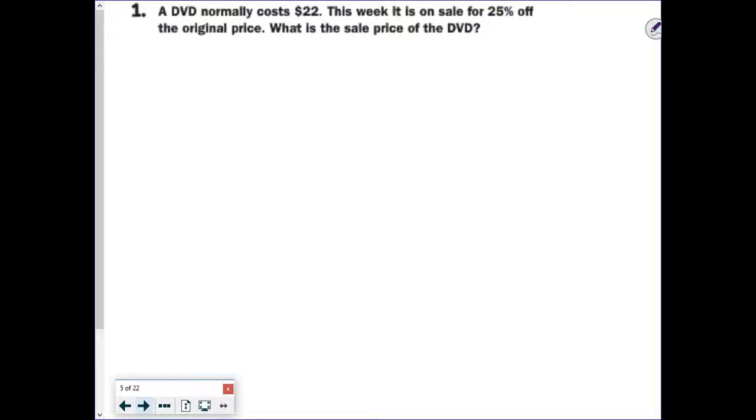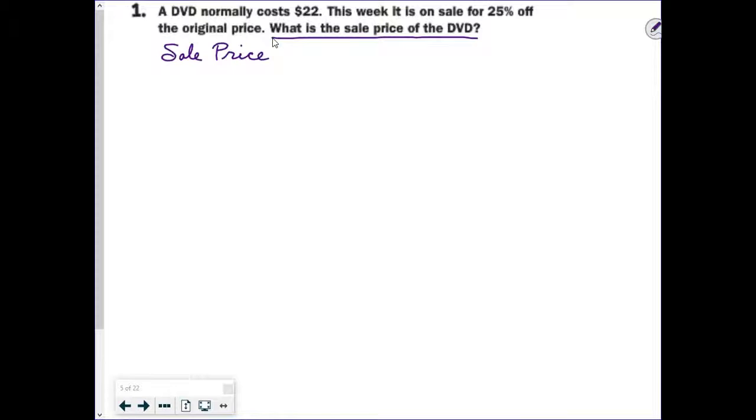Example 1 here says a DVD normally costs $22. This week it is on sale for 25% off the original price. What is the sale price of the DVD? So we are looking for the sale price.